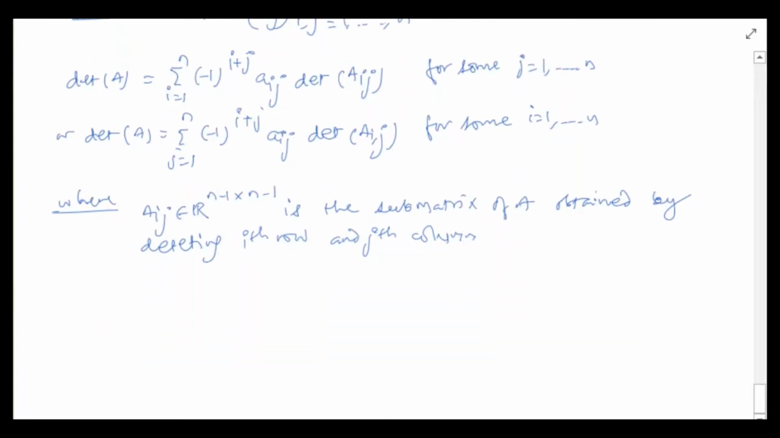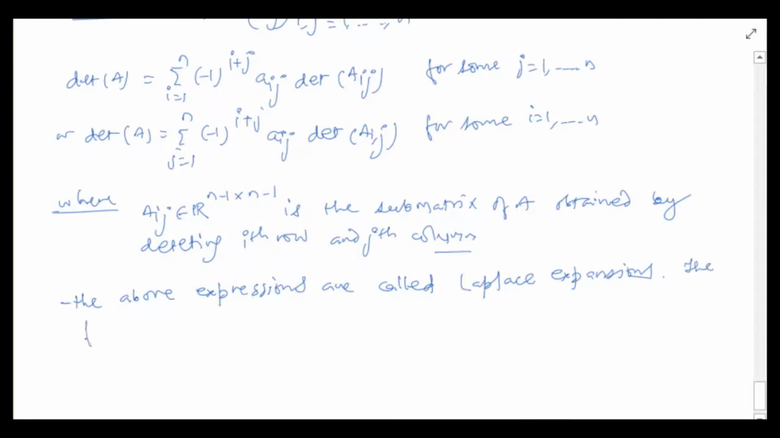The above expressions that recursively give determinant of a matrix A in terms of determinants of its submatrices are called Laplace expansions. The first expression is called expansion along jth column.